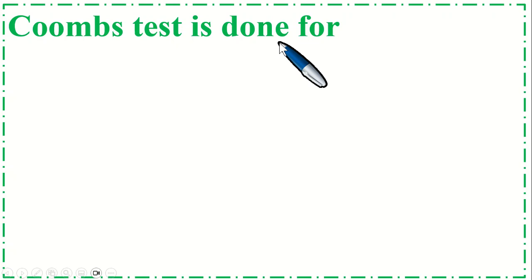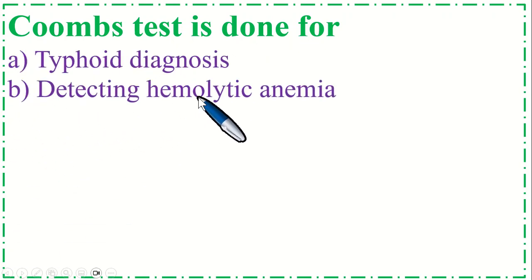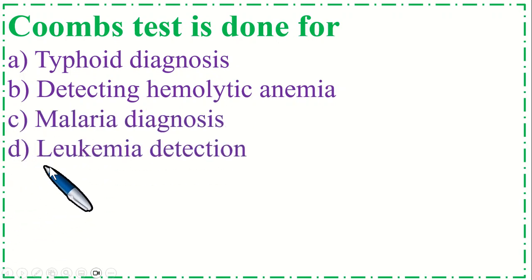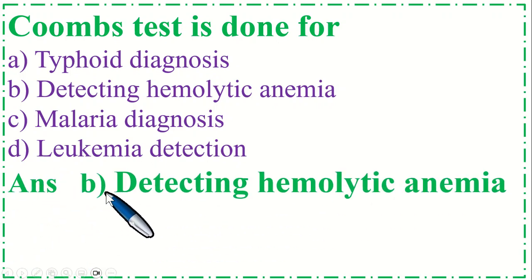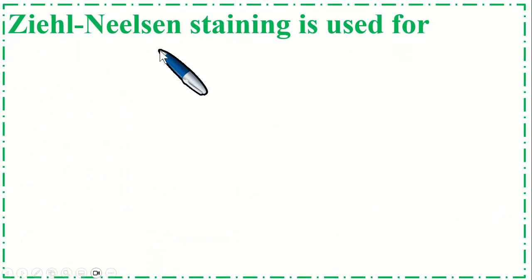Coombs test is done for option A typhoid diagnosis, B detecting hemolytic anemia, C malaria diagnosis, and option D leukemia detection. So the correct option is B, detecting hemolytic anemia. Explanation: Coombs test detects antibodies attached to the red blood cells in autoimmune hemolytic anemia. This is a very important MCQ.